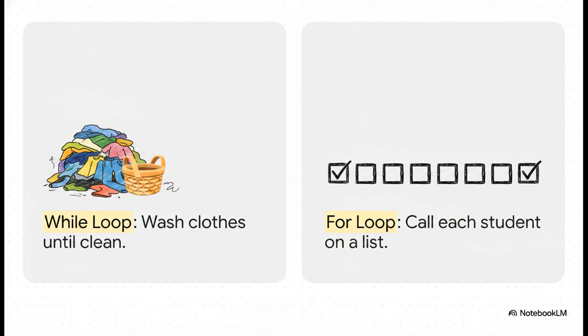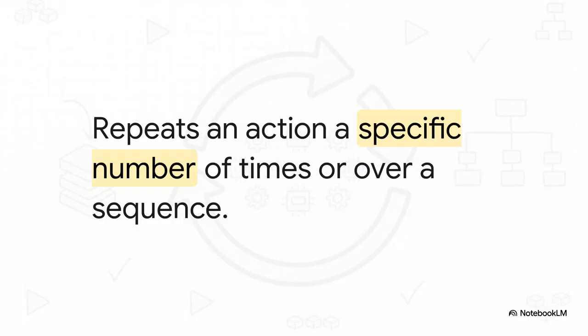But a for loop handles a known sequence. It is exactly like that teacher taking attendance. The teacher already has the register in their hand, right? They know exactly how many students are on the list, and they simply step through them one by one. And the syntax for this in Python is just so elegant.